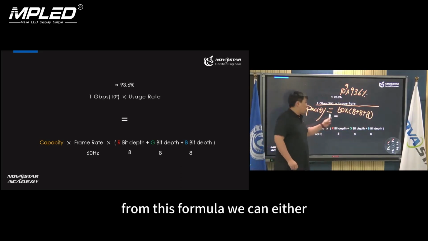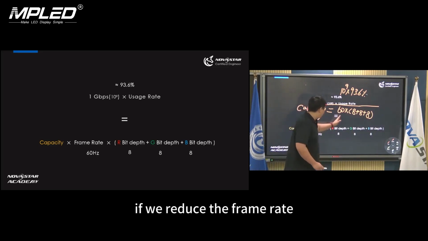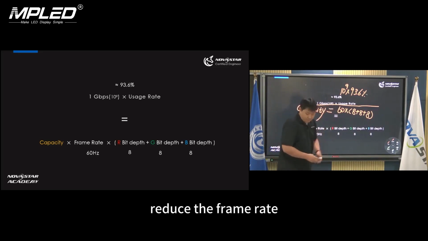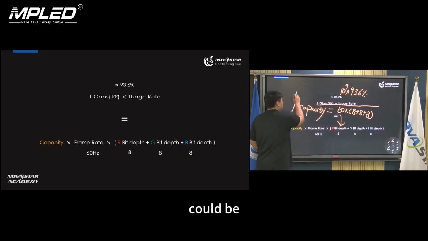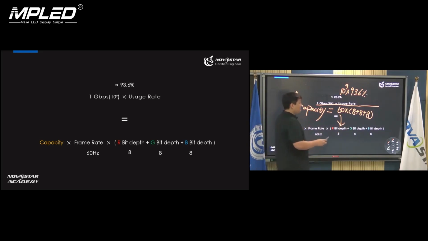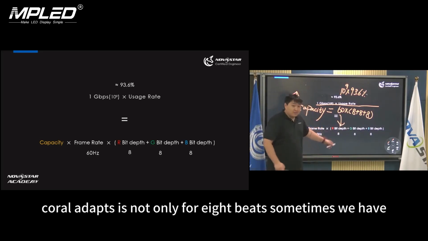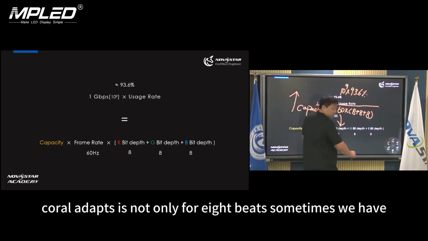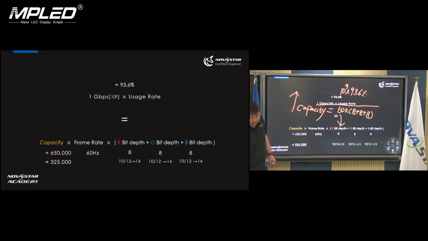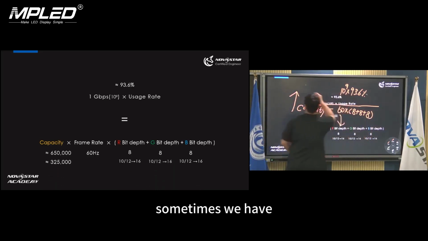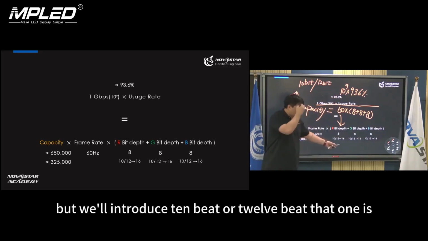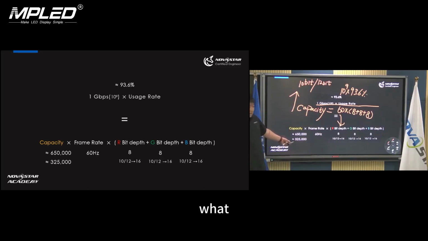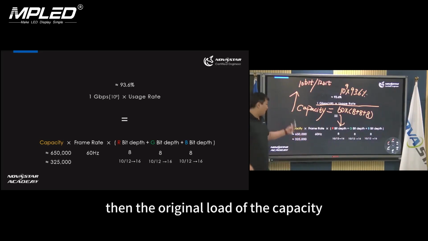From this formula, we can find that if we reduce the frame rate, the loading capacity for one port could be increased. And also, for the input color depth, it's not only for 8 bits. Sometimes we have 10 bits or 12 bits. But when we choose 10-bit or 12-bit, that one goes what? Cut down by half than the original loading capacity.